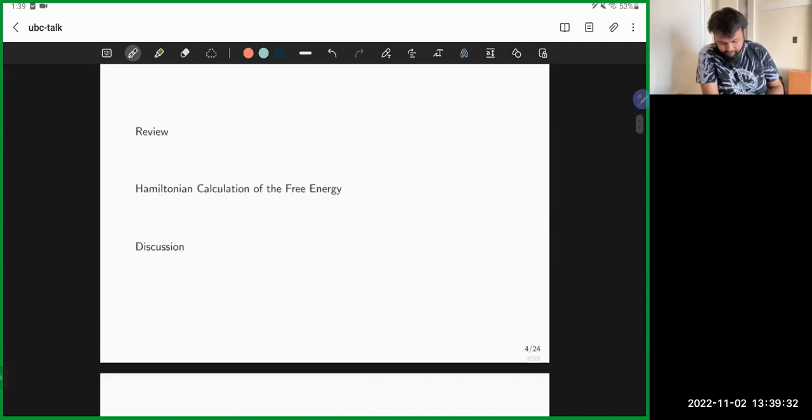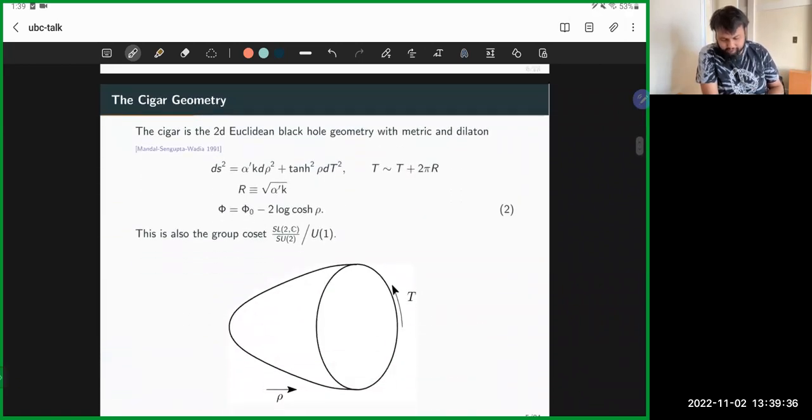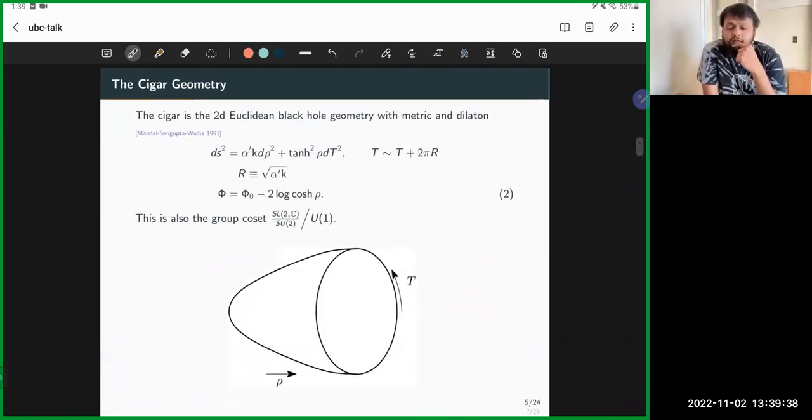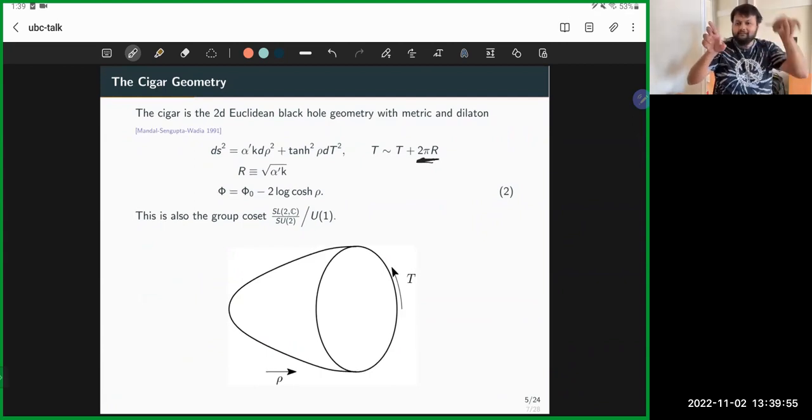Cool. So let's start with the review of the state. We start with the cigar geometry. The cigar geometry is a 2D Euclidean black hole geometry. It is asymptotically flat, as Panos just pointed out, and it has temperature 1 over 2 pi r. So usually we think in terms of beta, the inverse temperature, but here you can think of beta as the circumference of a circle and r as the radius.